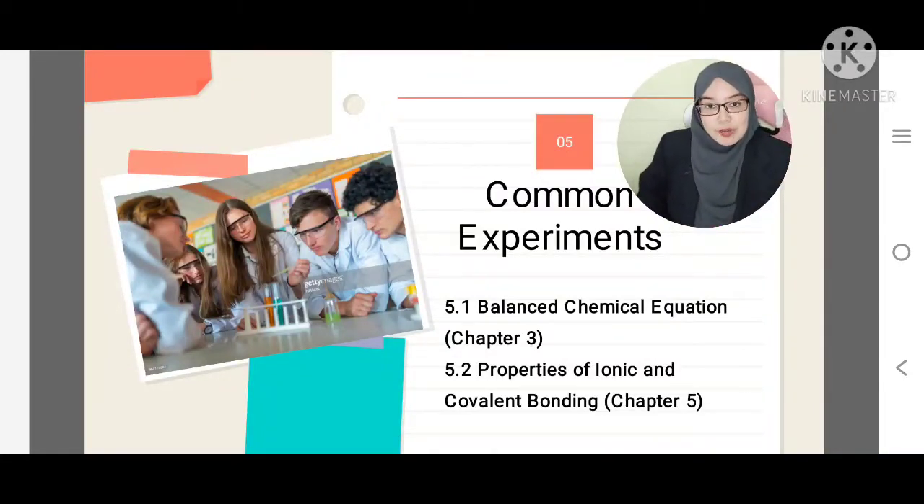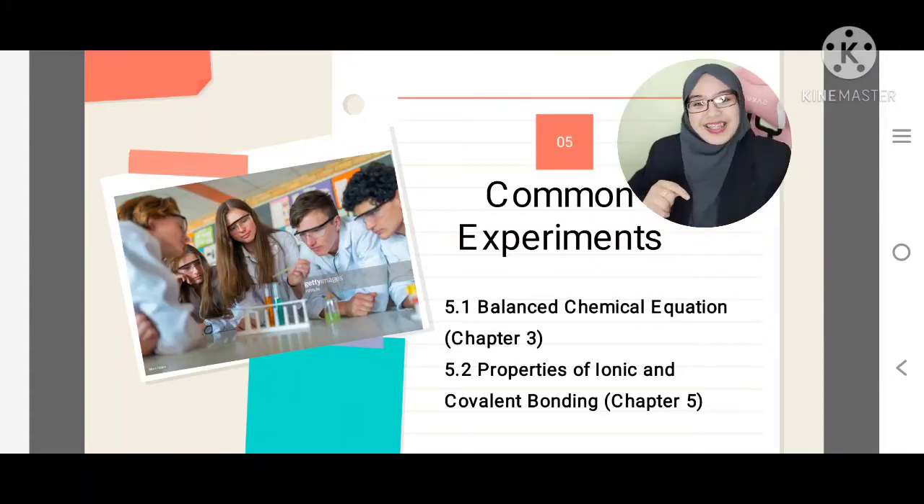So today I will cover the common experiments, and the last part will be possible misconceptions across the topics. We have chosen theme 2 in the chemistry Form 4 syllabus. For common experiments, there are two types of experiment that I have picked, which are balanced chemical equation, and the second one is the properties of ionic and covalent bond.